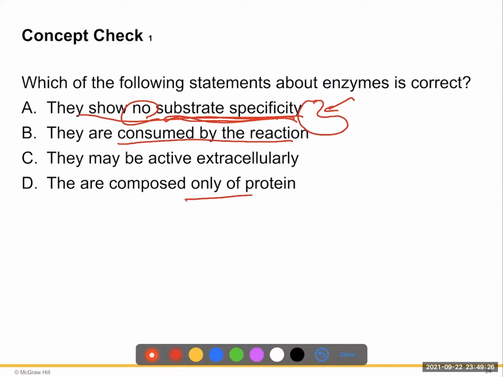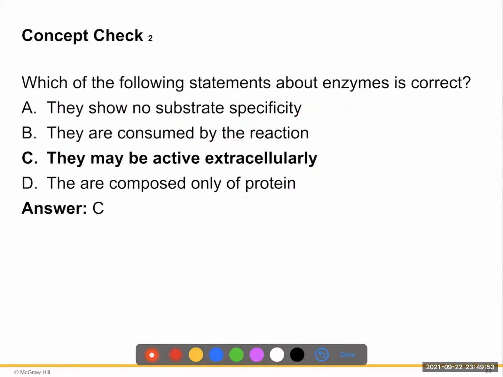And they're not only proteins. They're proteins, but they have a kind of cofactor, a vitamin or a metallic cofactor. Okay, so the only way it could be a C. They may be active extracellular. Remember, exo is outside the cell, endo is inside the cell. So the enzyme can be released outside the cell to become active and break down products out there, or can work inside the cell. So it may be extracellular. So it would be C.